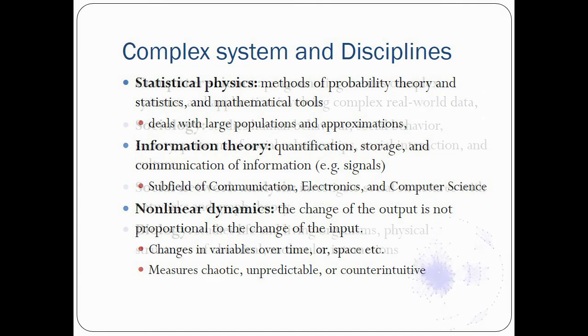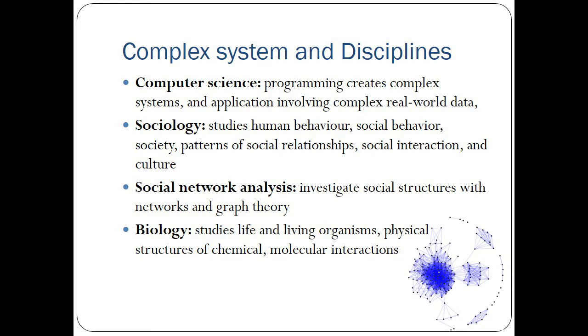Then you have computer science. Computer science is also one of the top related fields in complex systems. How does computer science support complex systems? Various kinds of programming for creating and representing such complex systems are basically handled by computer science. The applications involving complex real world data analysis in complex systems can be done with the help of computer science.